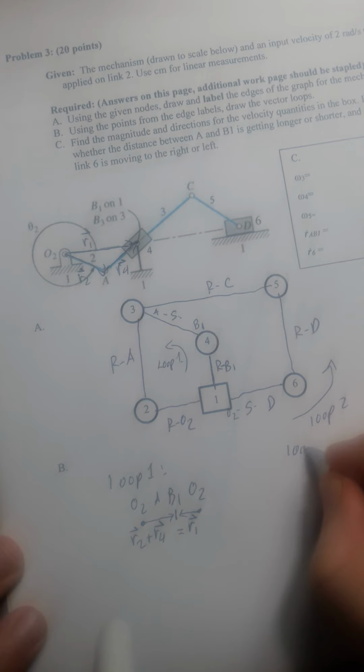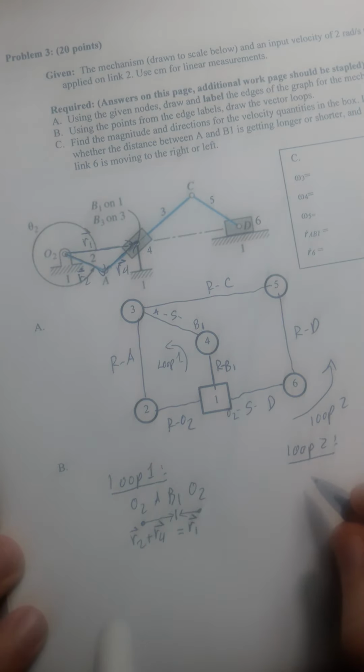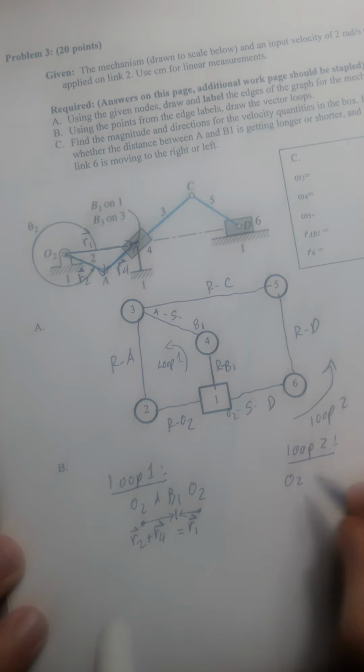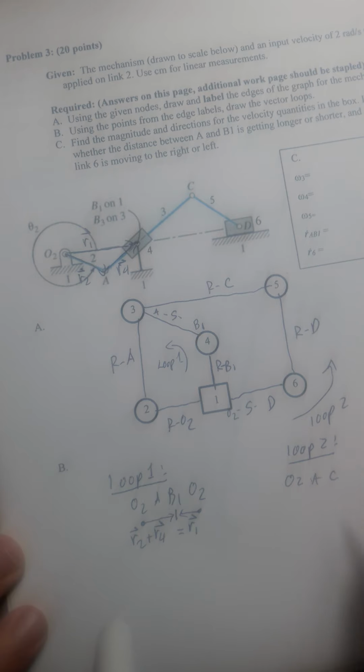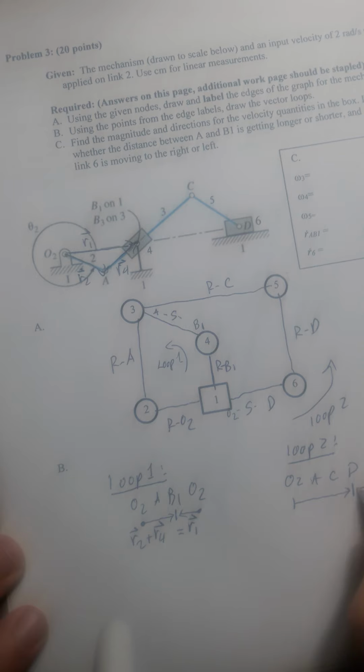For loop 2, I'm going to have this outer loop, and so I'll have O2 to A to C to D, and then I'll have back to O2. I'll pick D as my endpoint, O2 as my starting point, and so I'll have vectors going that way and vectors going that way.